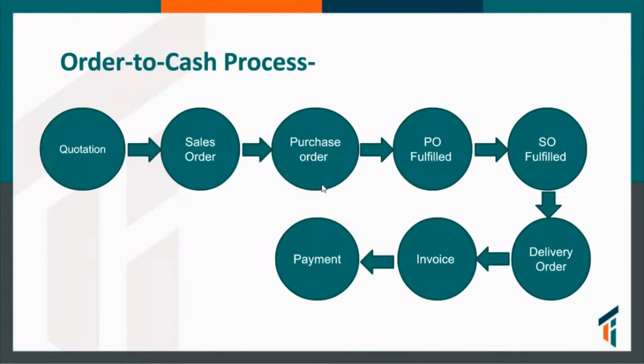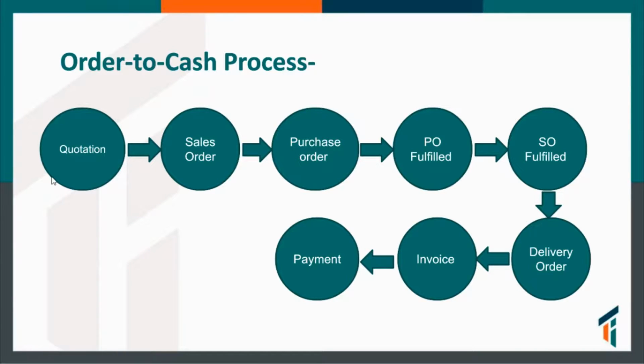So what is the order to cash process? The order to cash process starts right from when a company receives the order from the customer, processes the order, and then it gets converted to revenue. So that is the payment. That is what I'm going to explain to you today in Odoo.